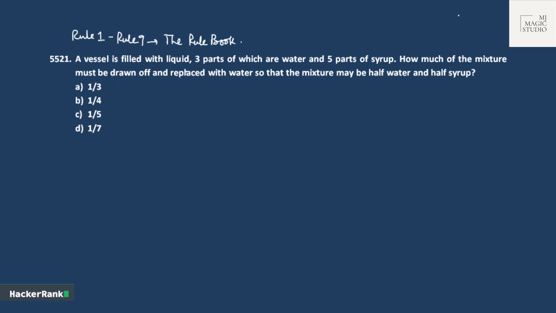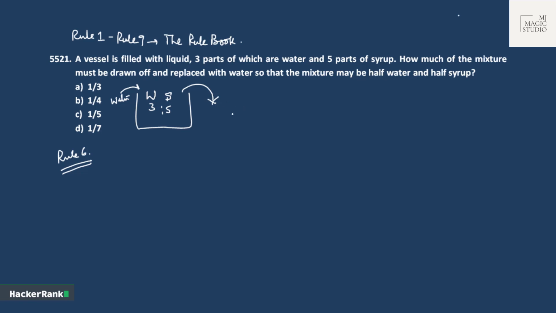A vessel is filled with liquid, 3 parts of which is water and 5 parts is syrup. Water 3, syrup 5. That means it is 3:5. How much of the mixture must be drawn off and replaced with water? We are adding water. You will find this in rule 6, the jungle rule, replacement of mixtures. So that the mixture may be half water and half syrup.